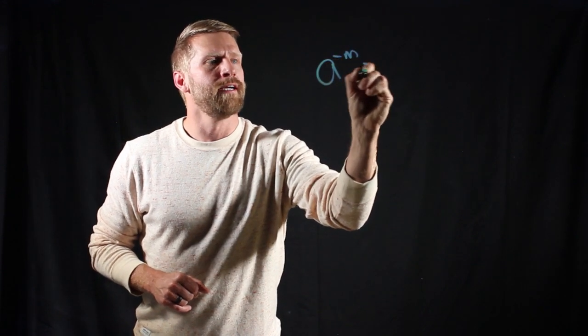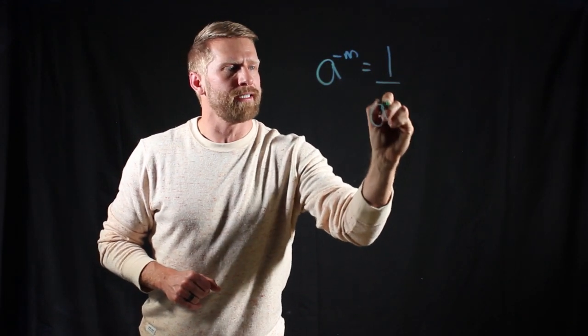The next law in our progression of exponent laws, if you will, is the negative exponent law, which states this: a to the negative m is the same as 1 over a to the m.